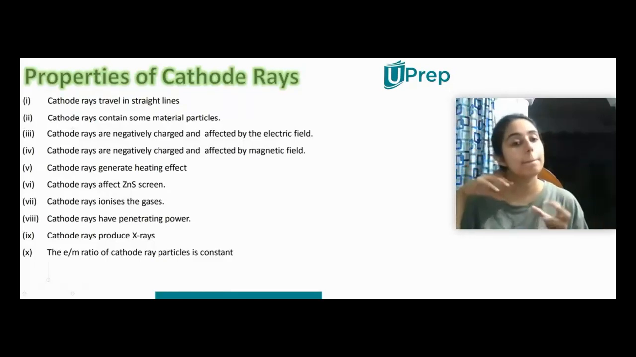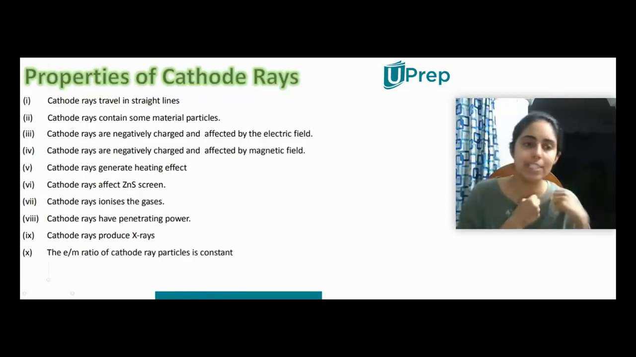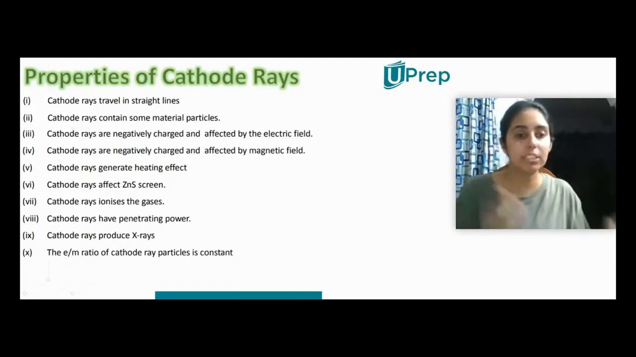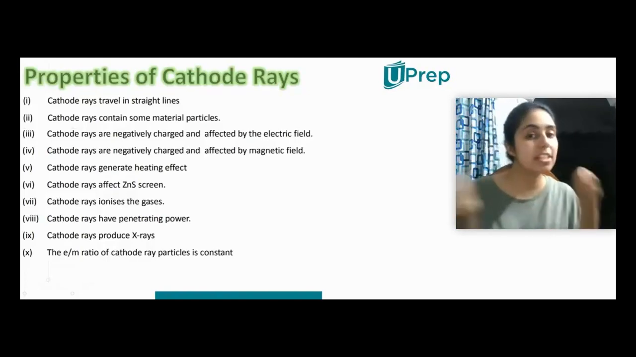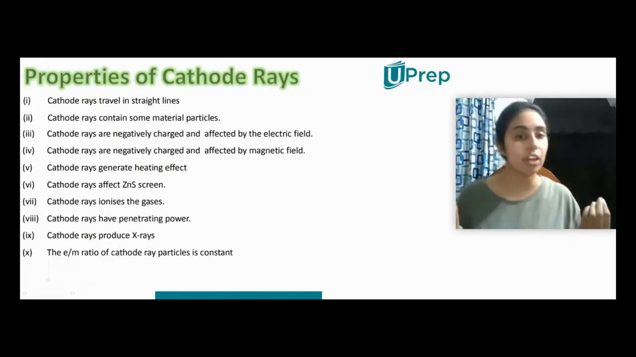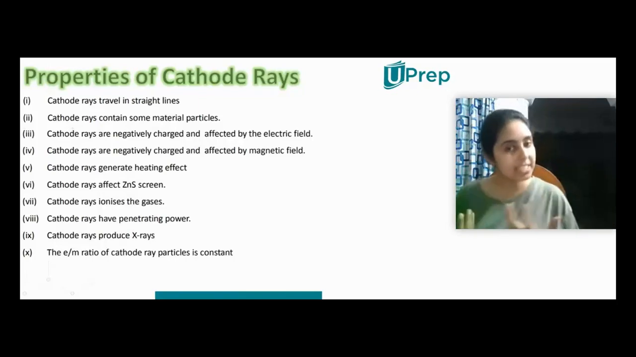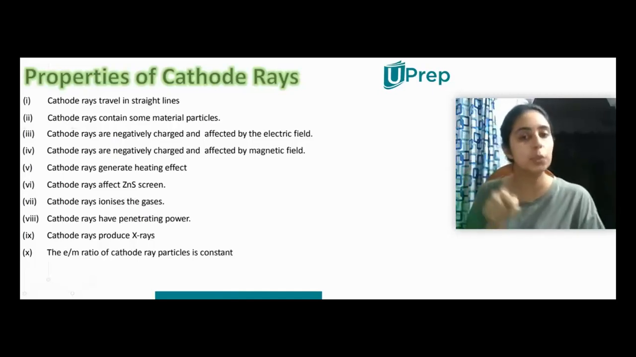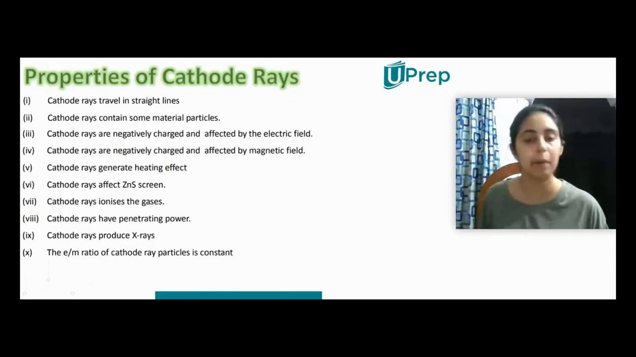Now, because the cathode rays hit the molecule and take away the electrons from those molecules, those molecules have lost electrons and become positively charged. And when a molecule is positively charged, it becomes an ion, a positively charged ion. So that is how cathode rays ionize gases. Cathode rays have penetrating power, meaning they can penetrate through a molecule and pull out another electron.